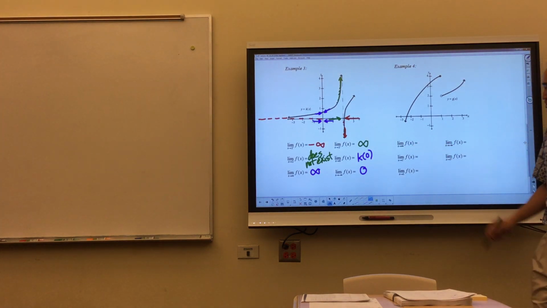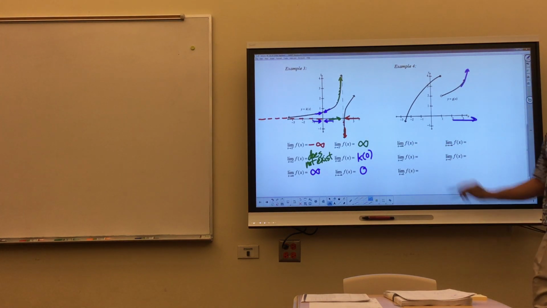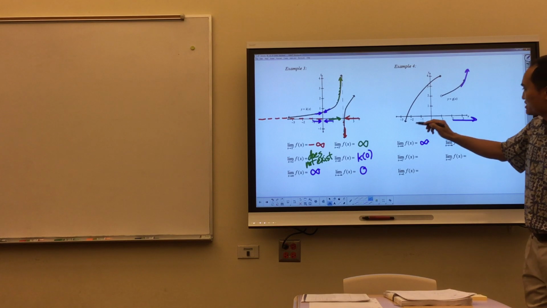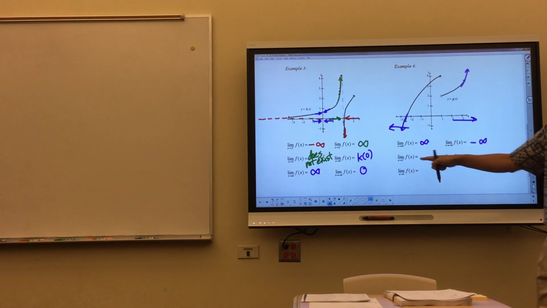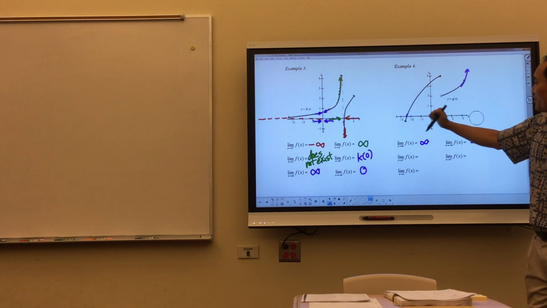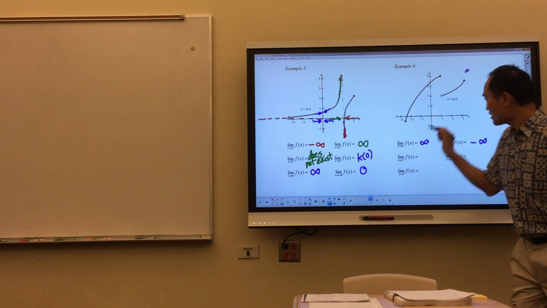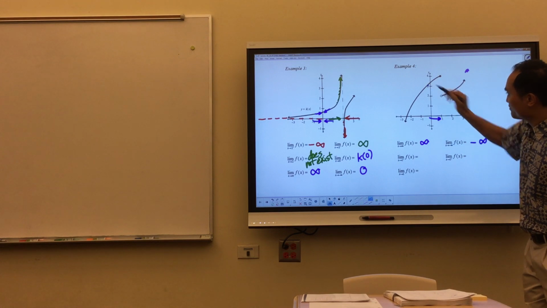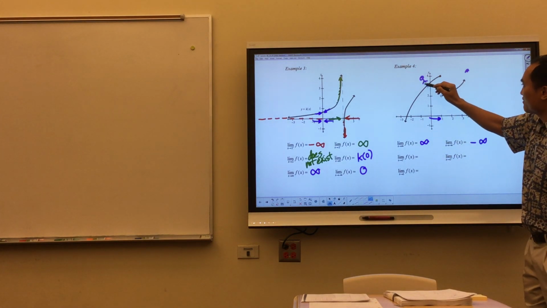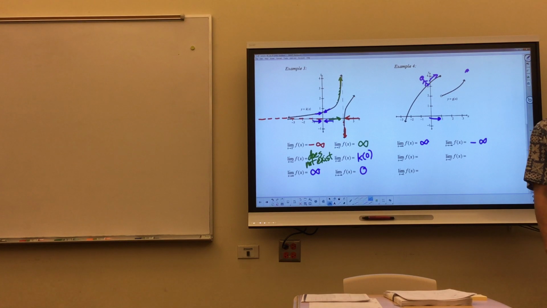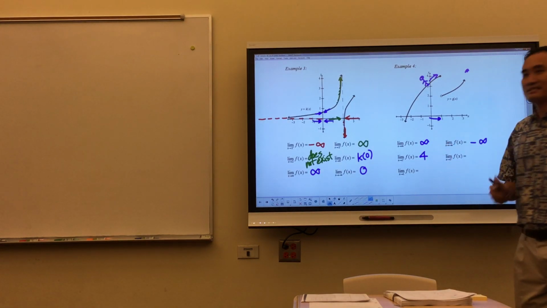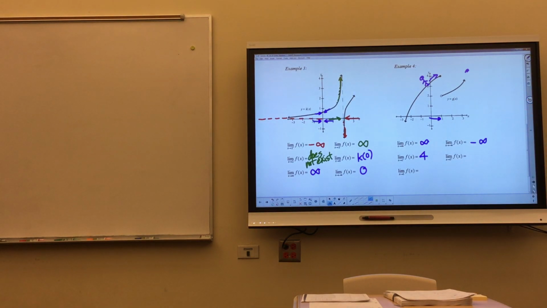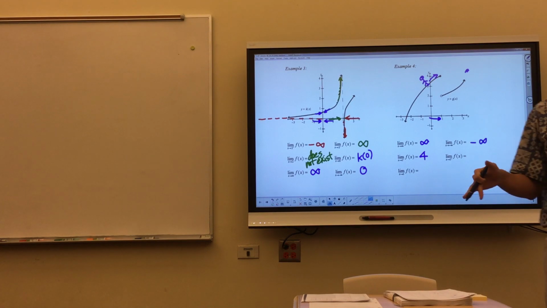Alright, as x approaches infinity this way, what's the graph doing? Infinity. As x approaches negative infinity this way, what's the graph doing? Negative infinity. As x approaches 1 from the left, we're on this part of the graph. If you're walking along this part of the graph, what y value are you approaching? 4. Do you ever attain a y value of 4 here? Yes, you do, but it doesn't matter that you do.